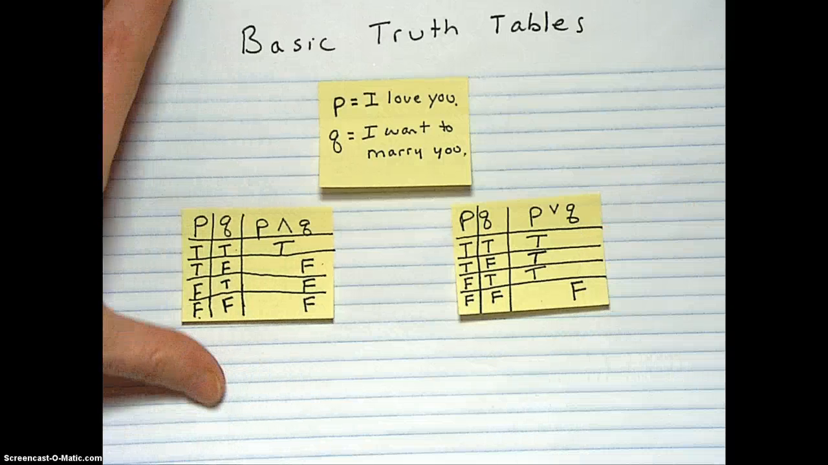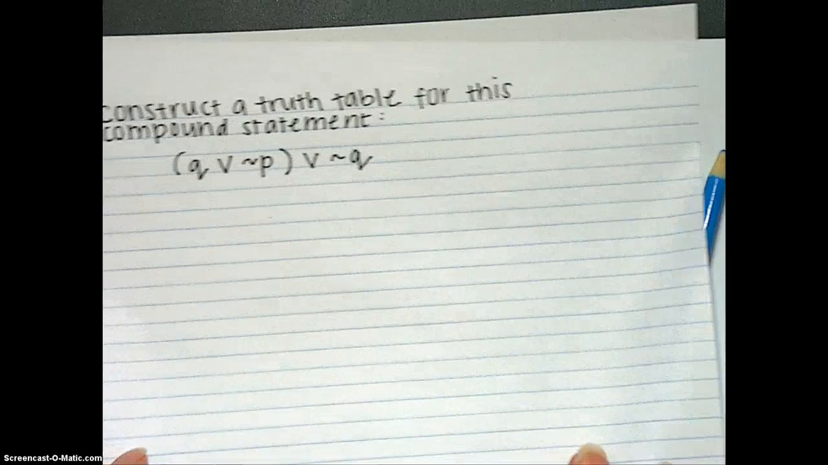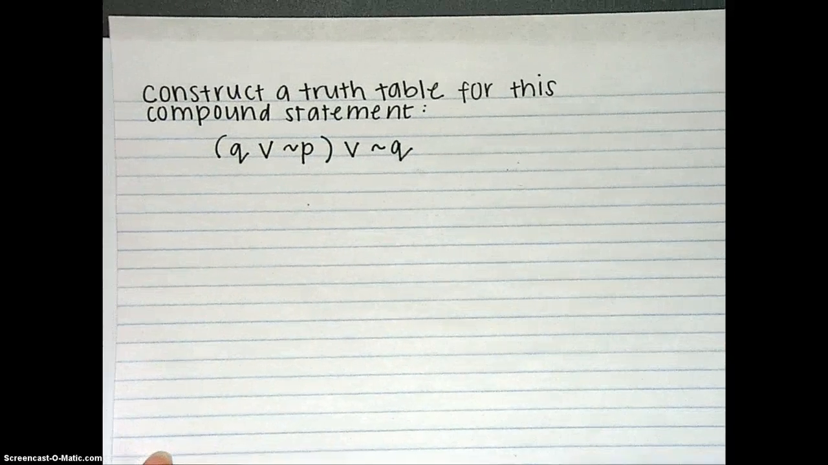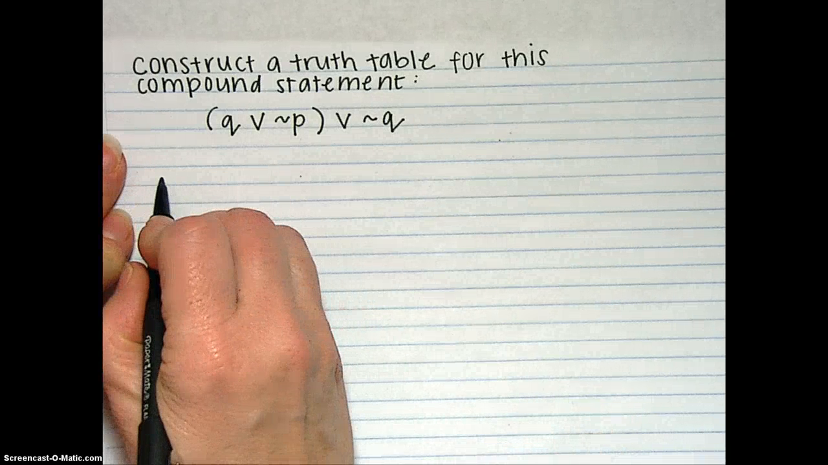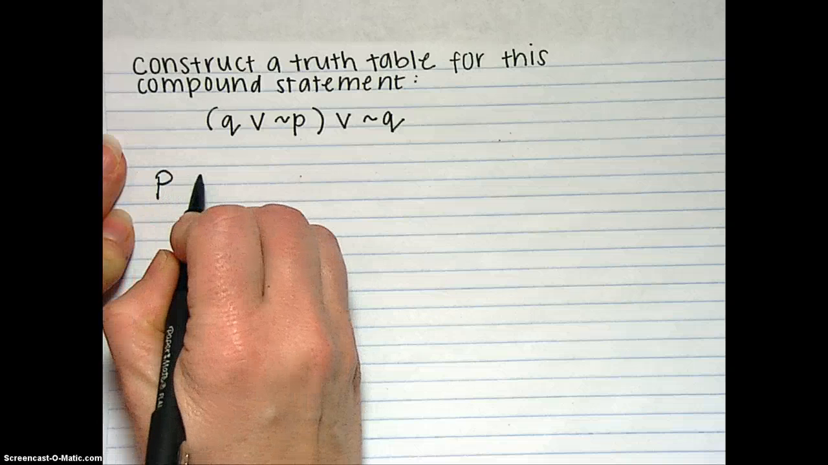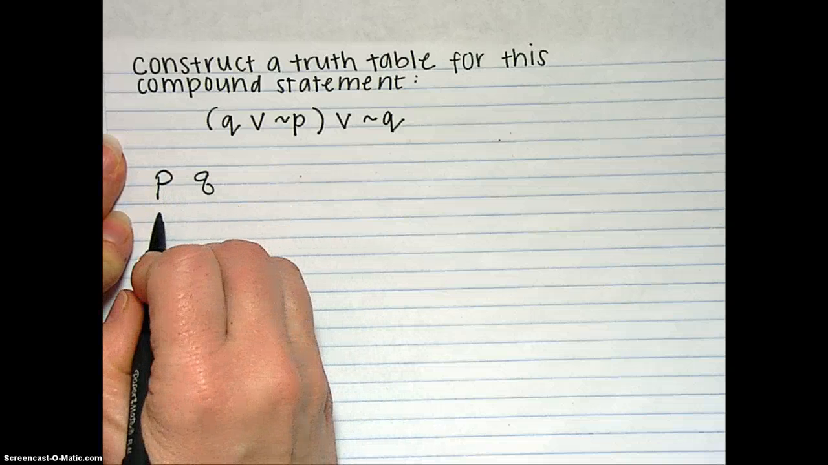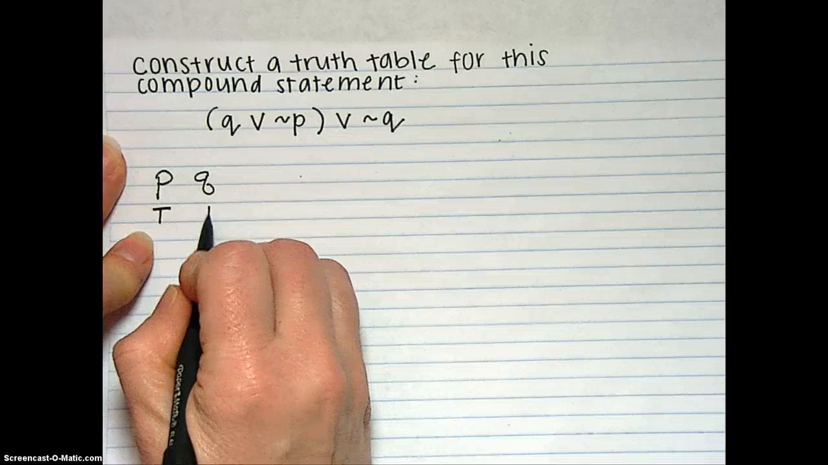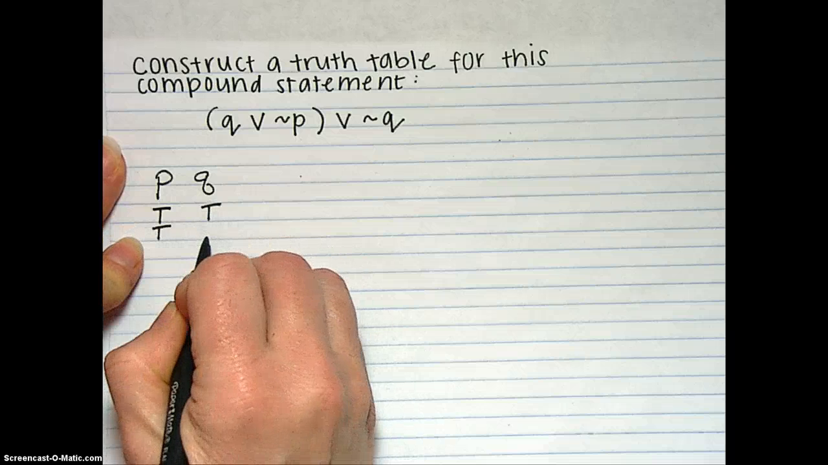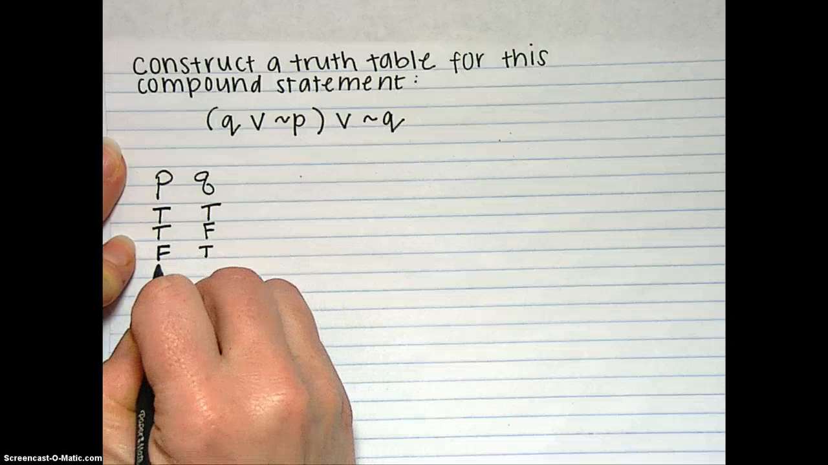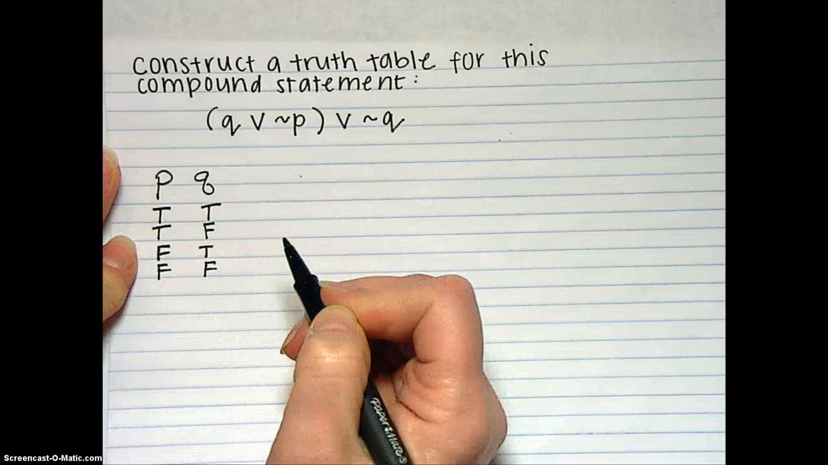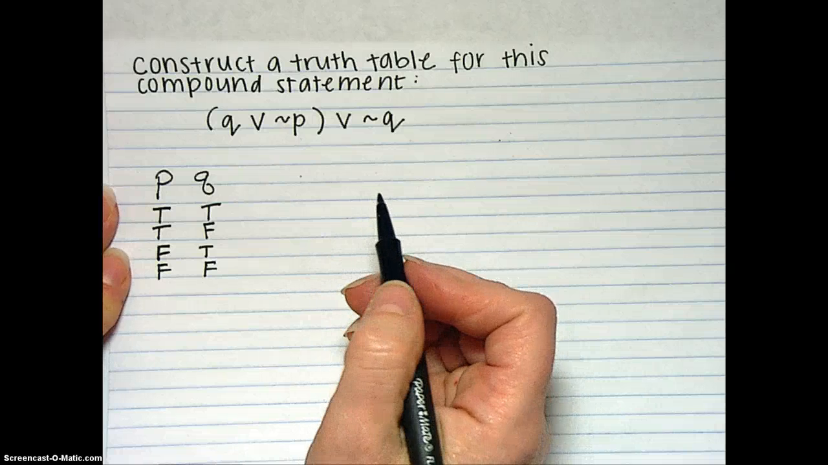Let's do this example right here. Construct a truth table for this compound statement. Okay, we're going to set everything up. We've got to set it up the same way that we did for the other one because this is just P's and Q's. I like to have a little bit of space. So there's true, true, true, false, false, true, and false, false. We have to use that order or it's just not going to work out right.